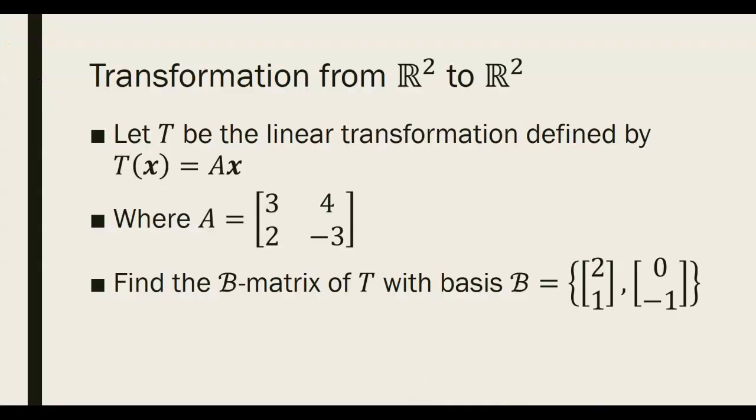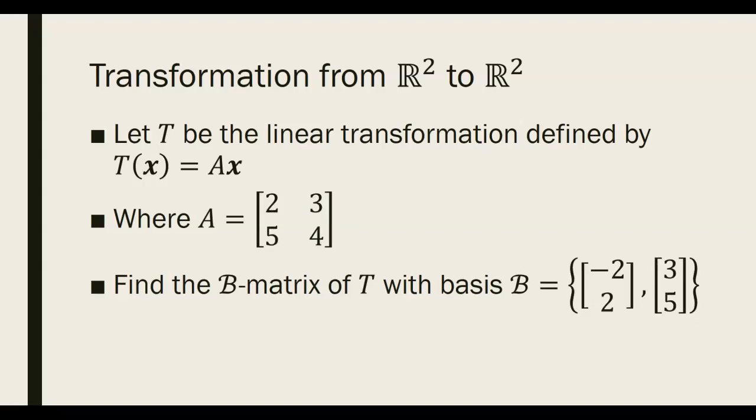Let's see if the next example can shed some light on why we would want to write our matrix with respect to a different basis. So I want you to write this matrix, 2, 3, 5, 4, and this basis, -2, 2, 3, 5. I want you to write the B matrix of T with respect to this basis here. Push pause on the video and go ahead and try to do that.